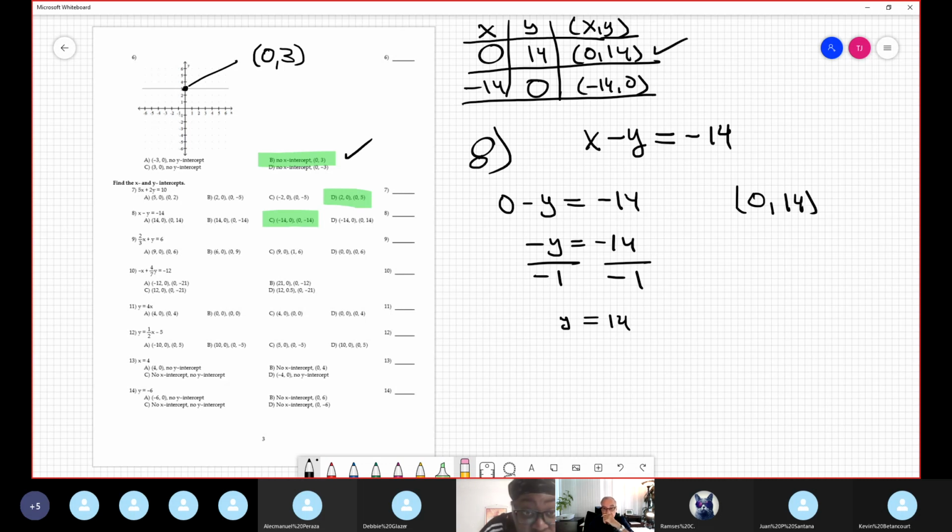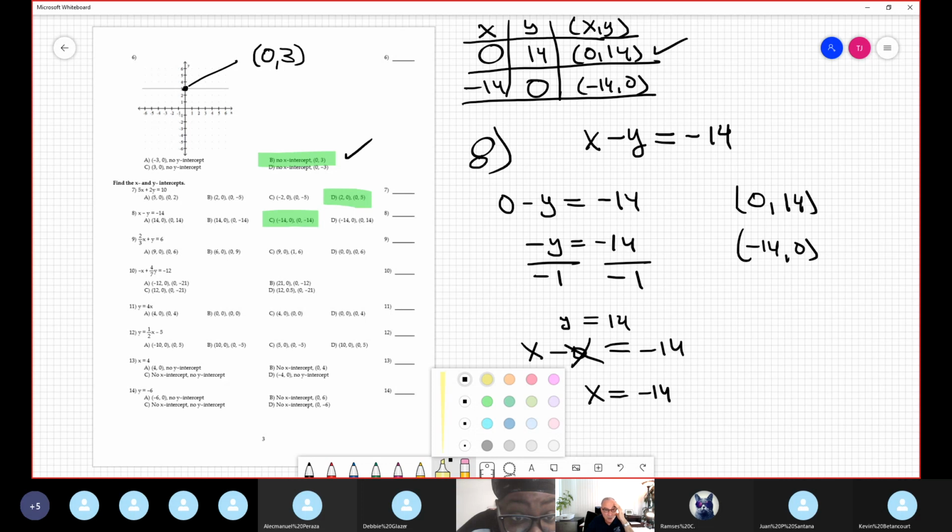Now when y is 0, then x minus 0 is equal to negative 14. Well, 0 is nothing, I eliminate it mentally. x is equal to negative 14. And the point is negative 14,0. And negative 14,0 and 0, positive 14. SD, right? SD. Okay, this is wrong. No, this is okay.